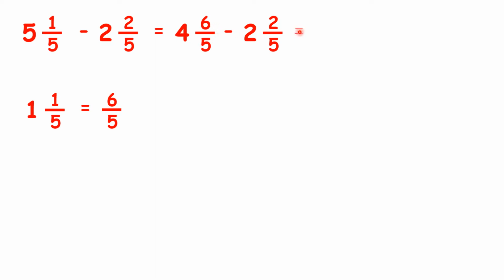So now we can answer our question. Our answer is 2 and 4/5 because we can do 4 take away 2 to make 2, and now we can do 6/5 minus 2/5 to make 4/5.